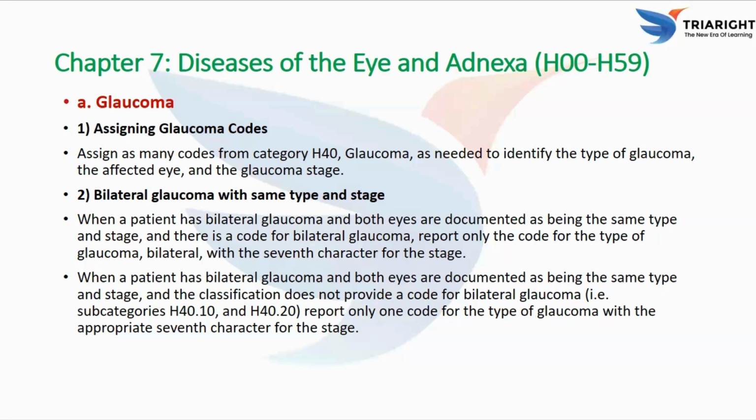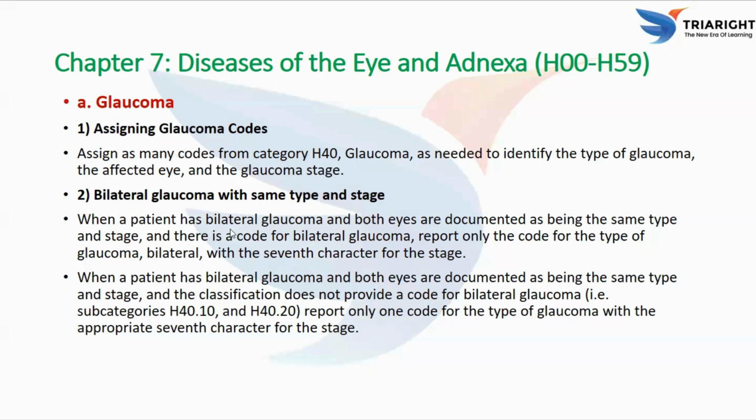So why is it important? Glaucoma can progress differently in each eye. One eye may be mild, the other may be severe. Therefore, you must code each eye separately if the type or stage differs. So this is about the first guideline.